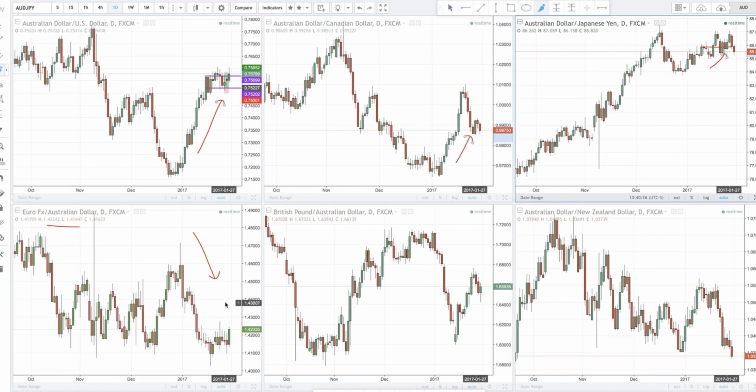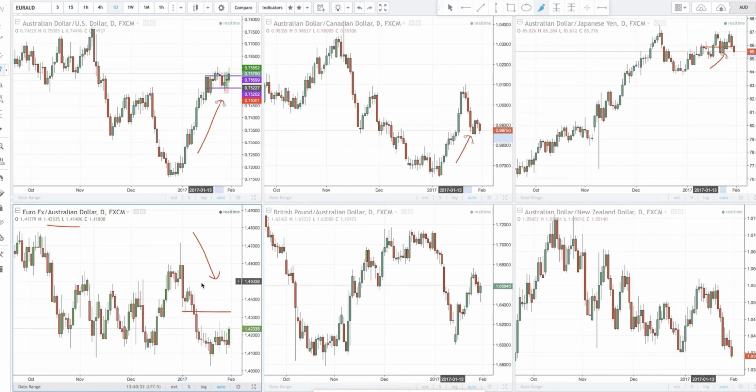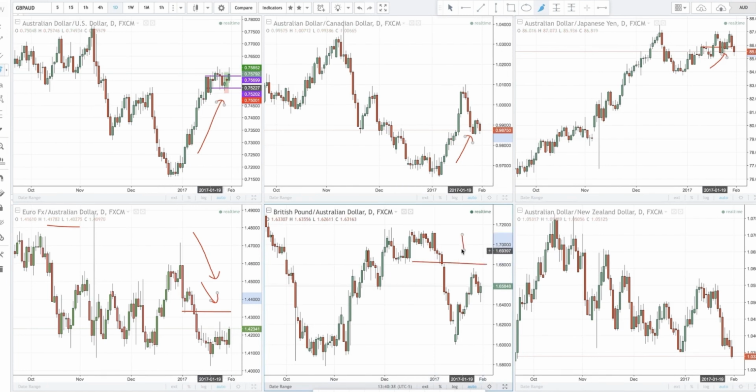Okay, Euro Aussie, it was downwards. So sellers support and resistance, seller's territory, it's still downwards. Okay, which means Aussie strong. Okay, and then here same thing, Aussie strong. Oh, sorry, this one looks like it's in buyer's territory. So here it's saying differently. Here it's saying Aussie is weak.